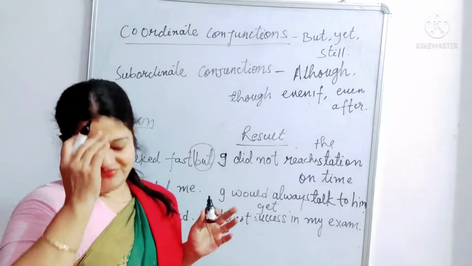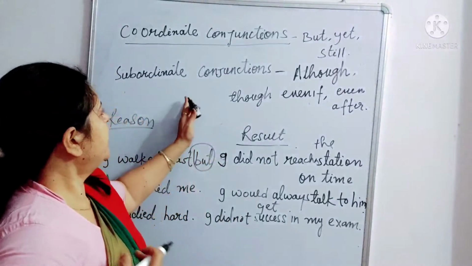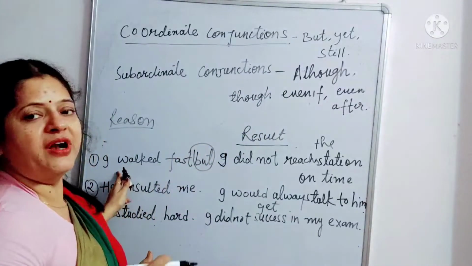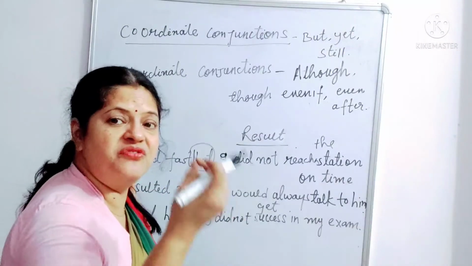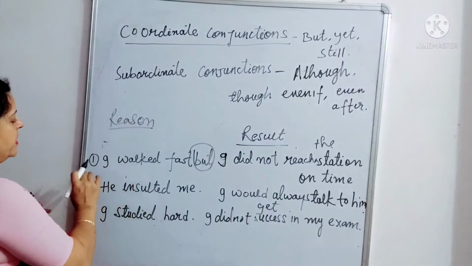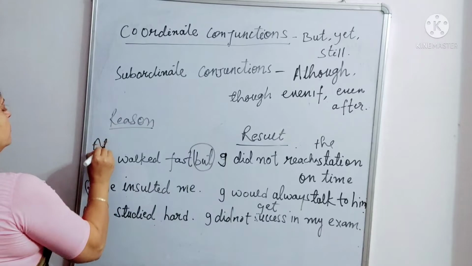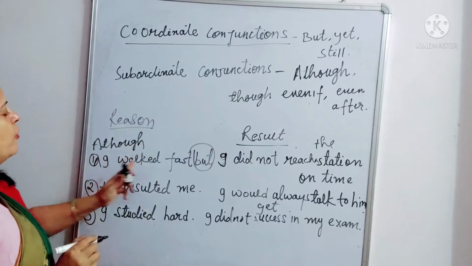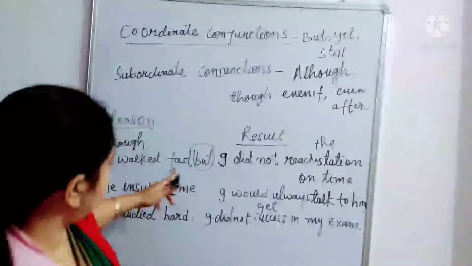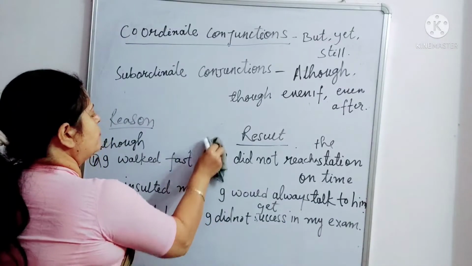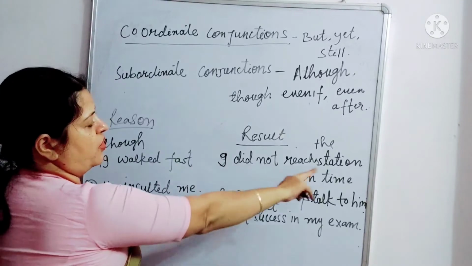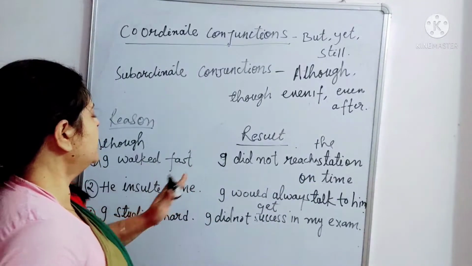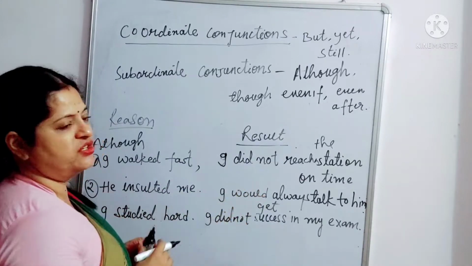Sorry. I will take this subordinating conjunction although and put it in front of the sentences which show reason. Okay. So it would become, although I walked fast, I did not reach the station on time. Although I walked fast, I did not reach the station on time.